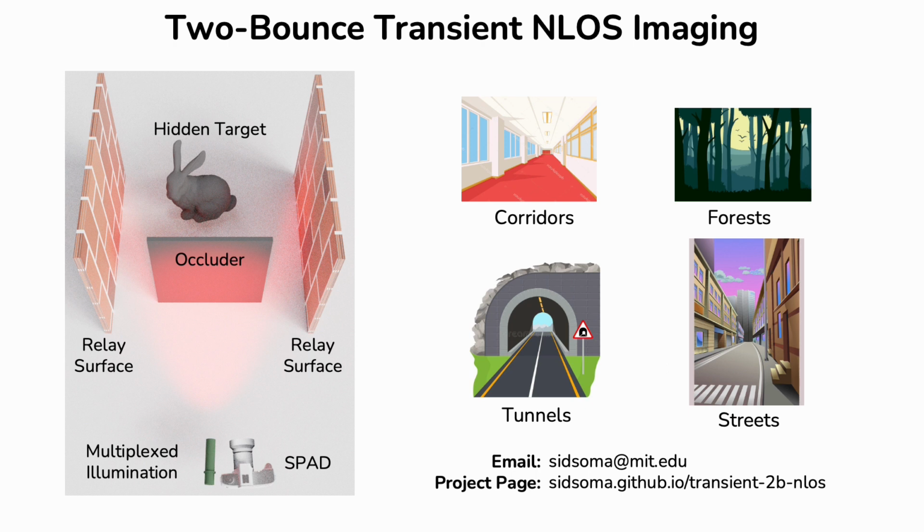In conclusion, we have shown how transients can reduce the number of measurements needed for two-bounce non-line-of-sight imaging. This would be applicable in many scenarios with two surfaces. For example, consider an autonomous vehicle being able to see in front of the car in front of it by using two-bounce signals off the side of the tunnel.